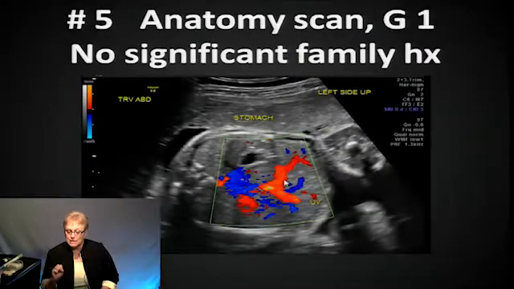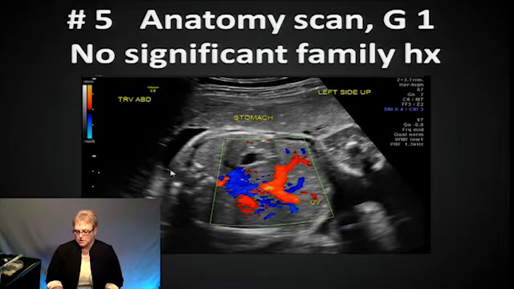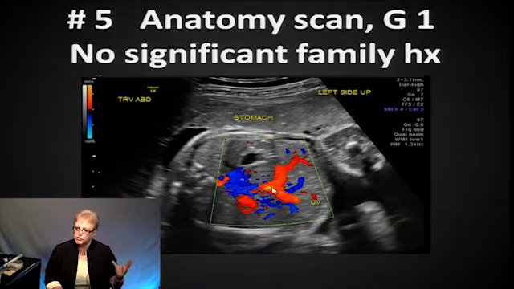Okay, so this is case number 5, an anatomy scan, first pregnancy, no significant family history. This is a cross-section of the spine. Left side is up, right side is down. This is anterior, this is posterior. This is one of your normal views that you get when you're doing your abdominal circumference. So what kind of catches your eye about this?